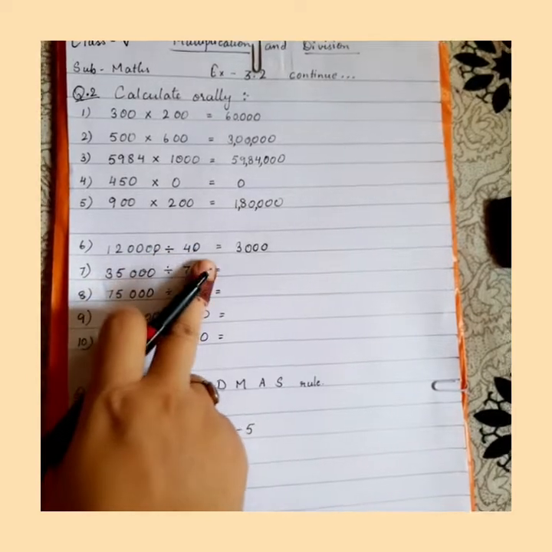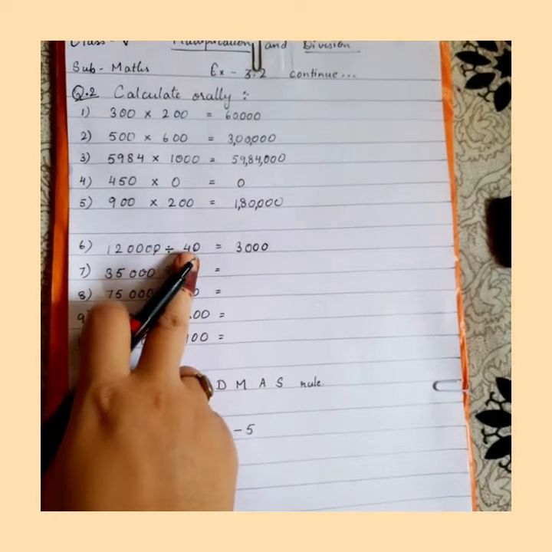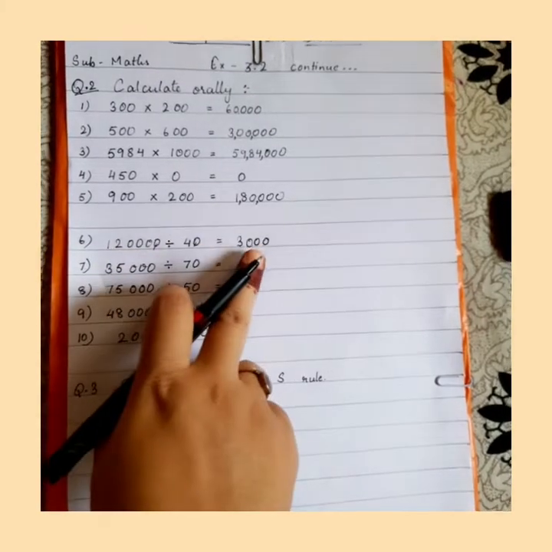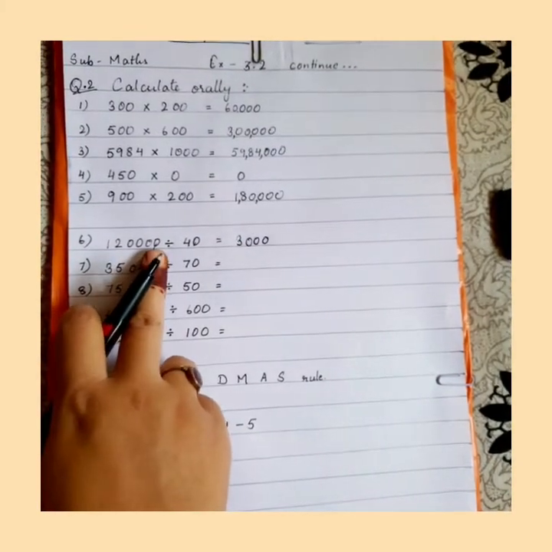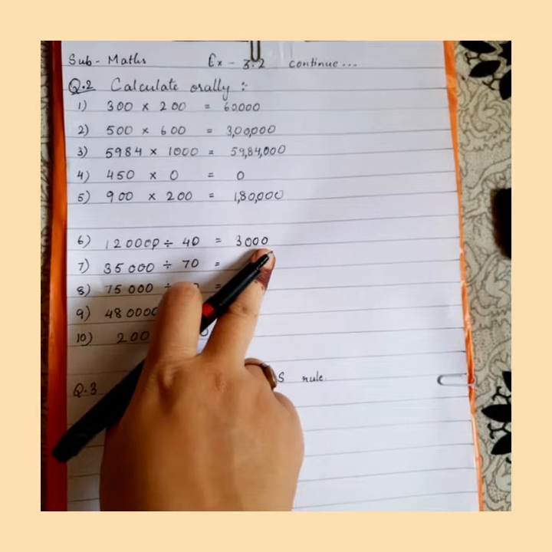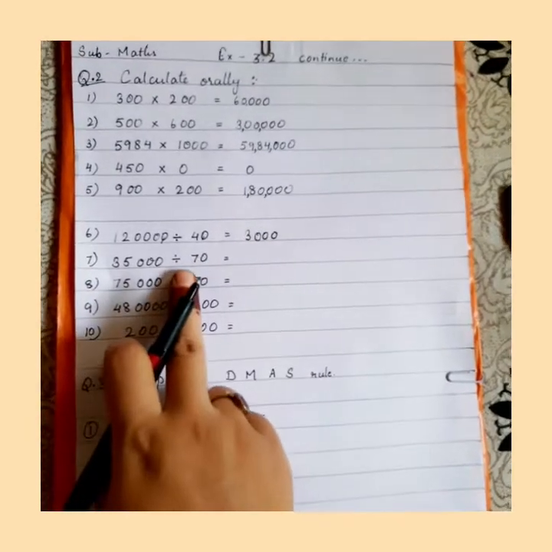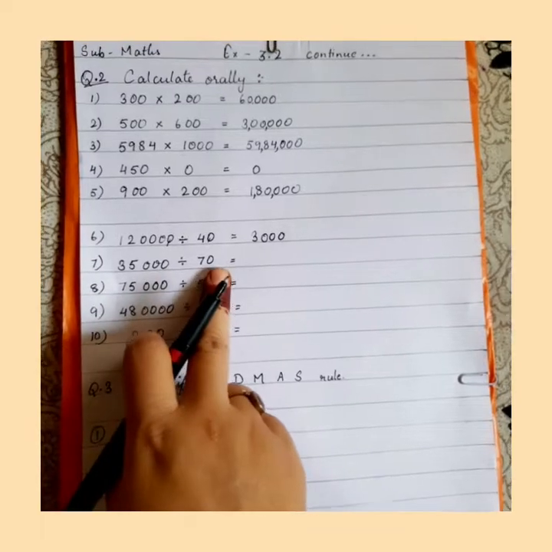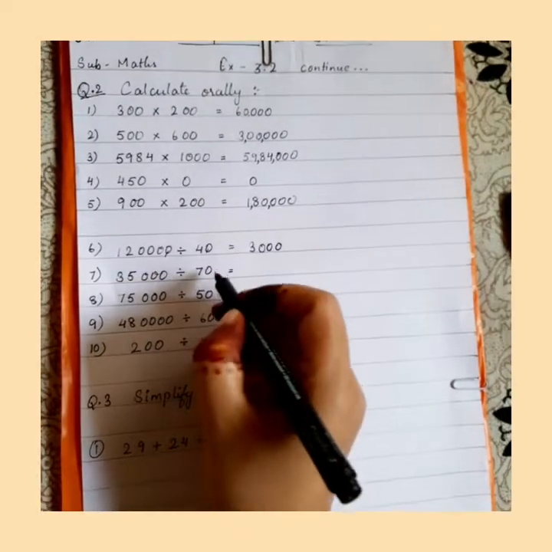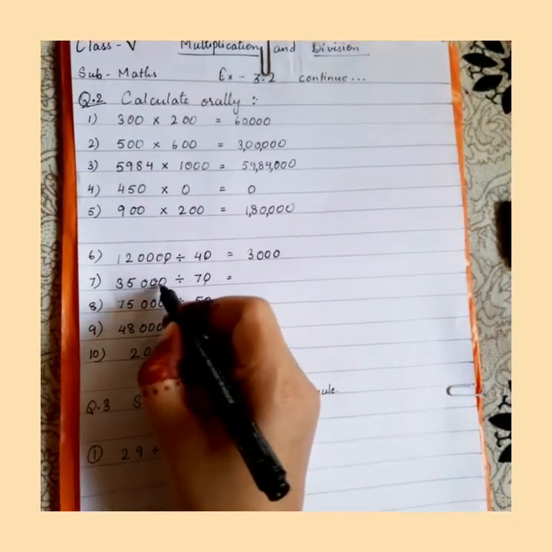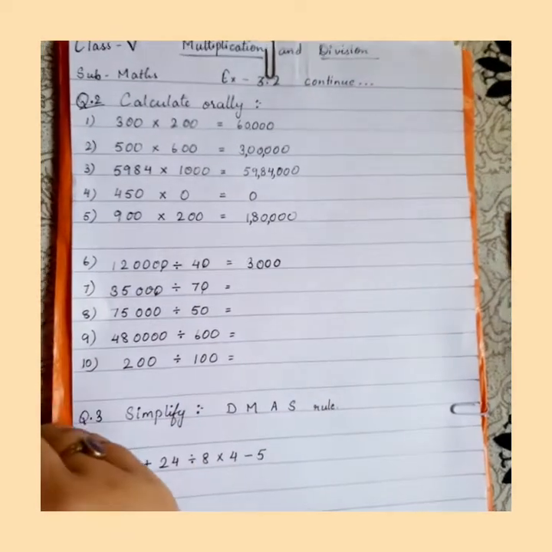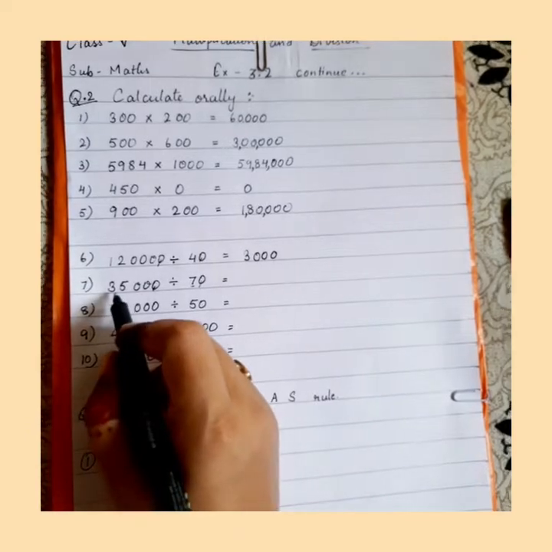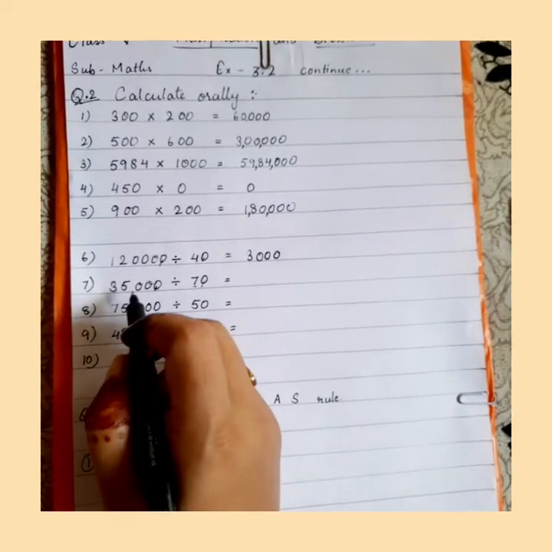Same number of zeros you have to cancel, then read the table and find out the quotient, write that quotient, and whatever zeros are remaining, you have to copy down. Let's do the next one. 35,000 divided by 70. Again 1 zero from the divisor and 1 zero from the dividend I have to cancel. Now read the table of 7 and reach up to 35. So 7 5s are 35.